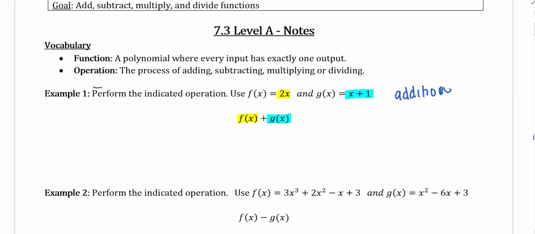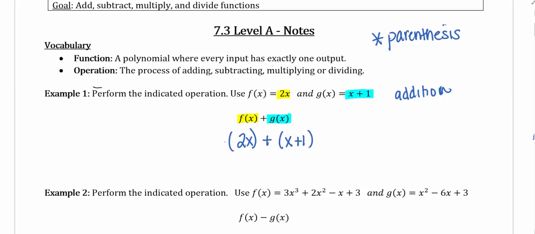So all I need to do is substitute in. f of x is 2x plus g of x is x plus 1. And it's very important that we use parentheses. So maybe I'll write that down. Parentheses. All right, make sure you don't forget.